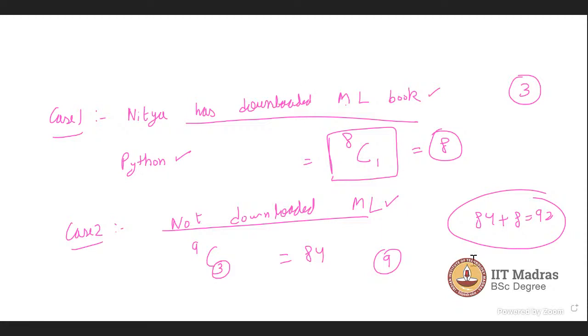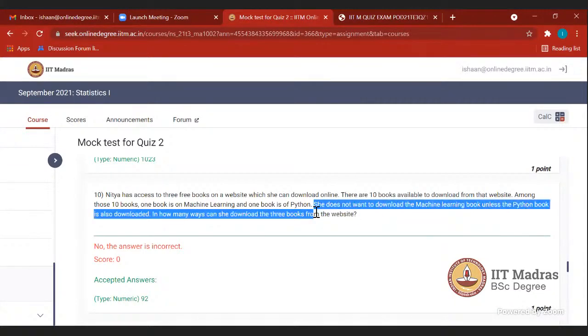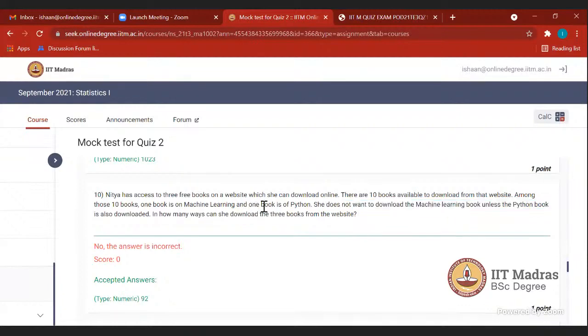Yeah, just read the statements carefully. I just choose 8C3. Yeah, I think you have considered the condition on Python. See, this mentions she does not want to download the machine learning book unless the Python book is also downloaded. But it is not mentioned that Python will also not be downloaded if ML is not downloaded. So that's not the case.